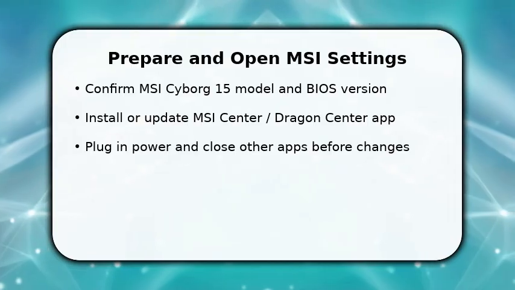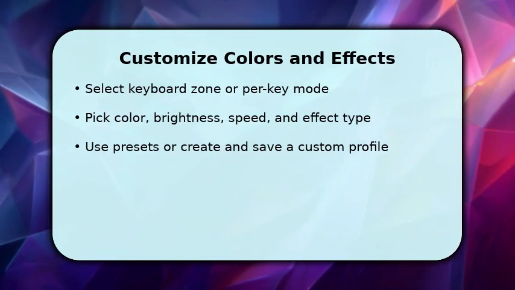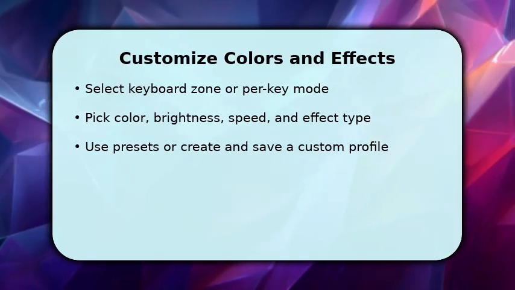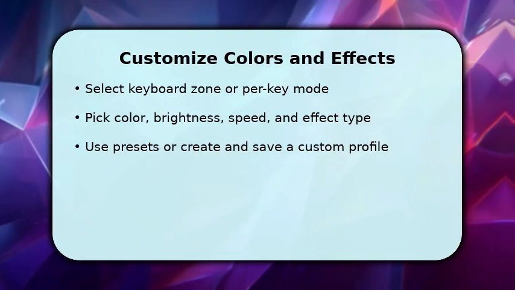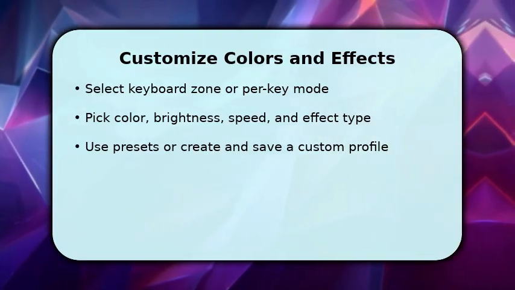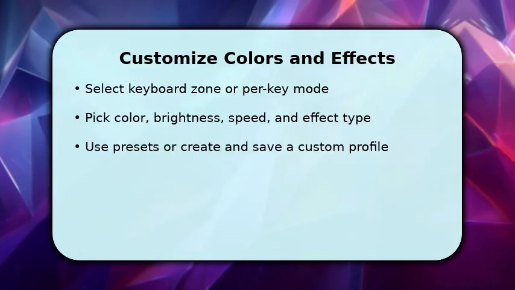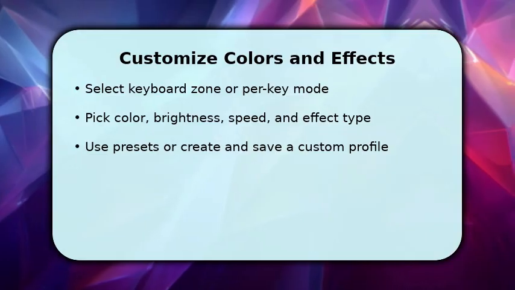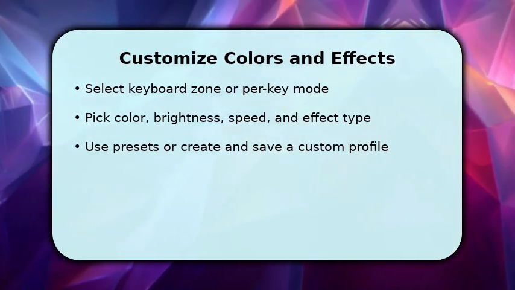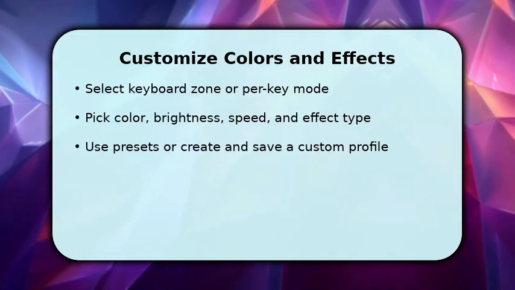You'll now pick between zone-based or per key control depending on your Cyborg 15 model, because per key offers finer customization but is more complex. Select a zone or individual keys, then choose a color using the picker or numeric RGB values for precision. Adjust brightness and effect speed. Lower brightness preserves battery and reduces heat.